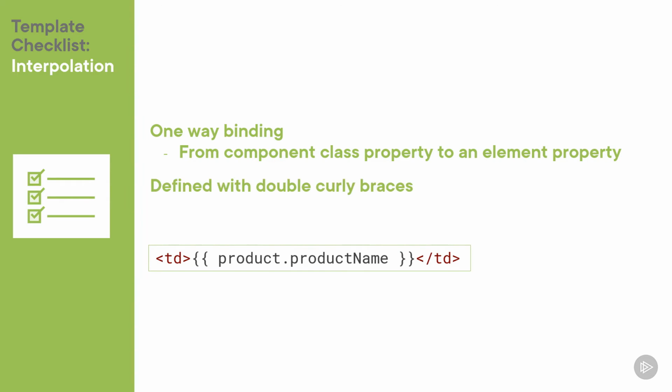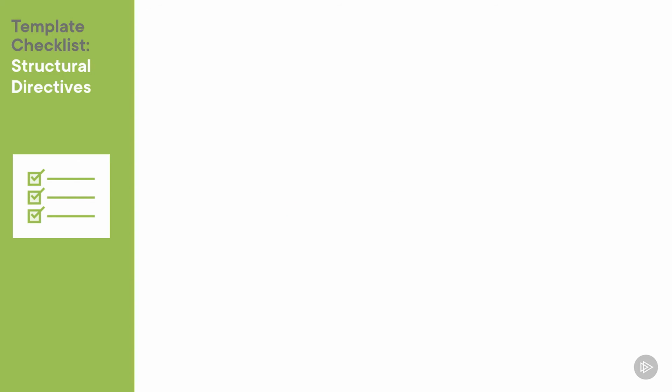Interpolation is defined with curly braces and a template expression. That expression can be a simple property, a concatenation, a calculation. Note that no quotes are needed when using interpolation. And we saw how to use two of Angular's structural directives, ngIf and ngFor.